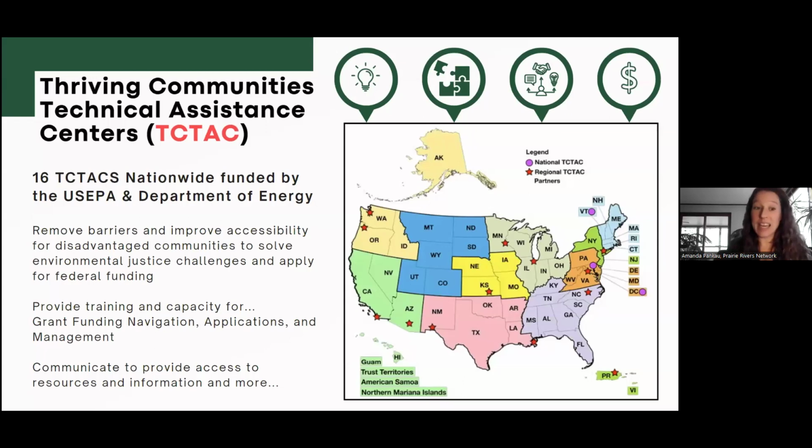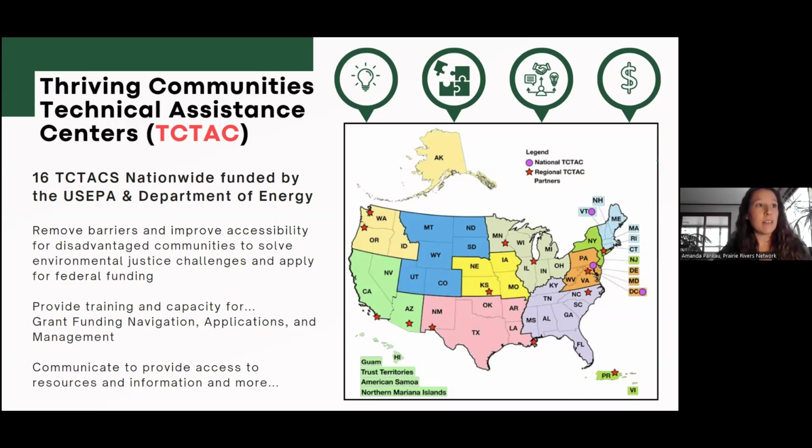So EPA has selected 16 TIC-TACs across the country in partnership with the Department of Energy. These TIC-TACs are run by different place-based partnerships in the different US EPA regions. They are tasked with removing barriers and improving the accessibility for disadvantaged communities so that they can address environmental justice challenges and apply for federal funding. As you will hear more later, the centers will provide training and capacity for navigating, applying for, and managing grant applications. And they will create and manage communication channels to ensure communities have direct access to the resources and information.